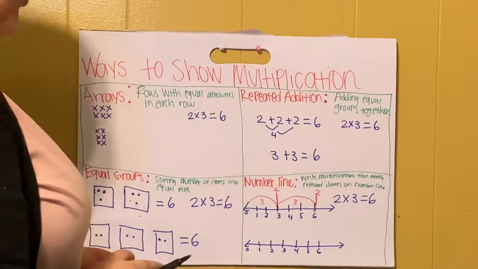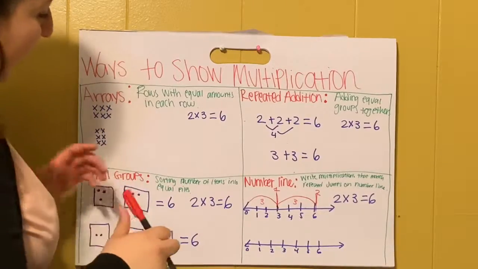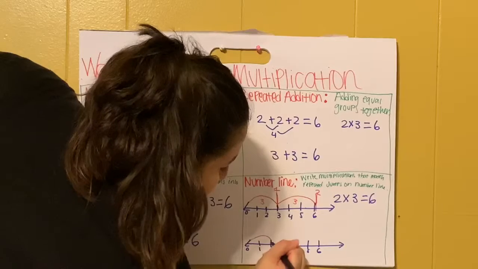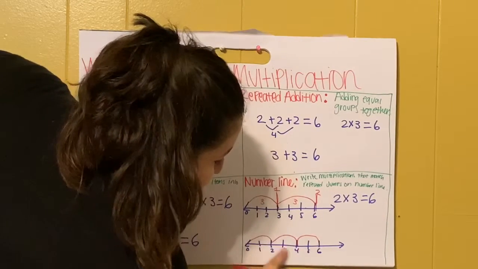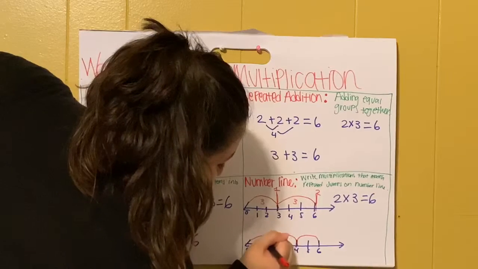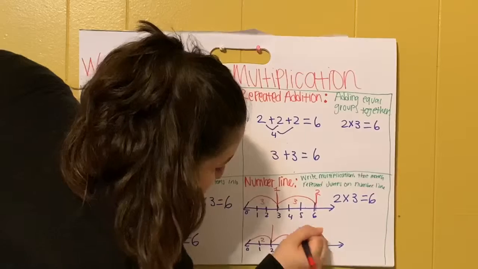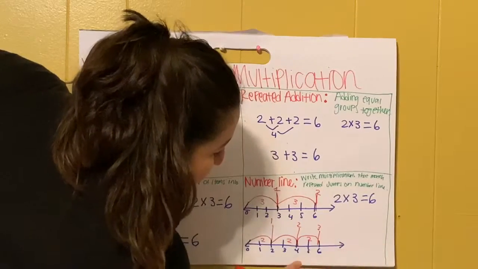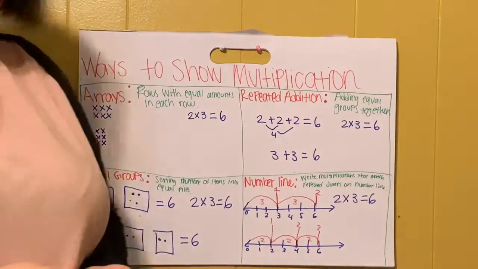All right, now you can do it the opposite way. You can do 3 jumps of 2. So let's go ahead and show that. So we have, right here, 1, 2, 3. Now these are the spaces, so we have 2 in each space. So 2, 2, and 2. And then of course we have our 1, 2, 3 groups, and they all equal 6. That is our last way of showing multiplication.